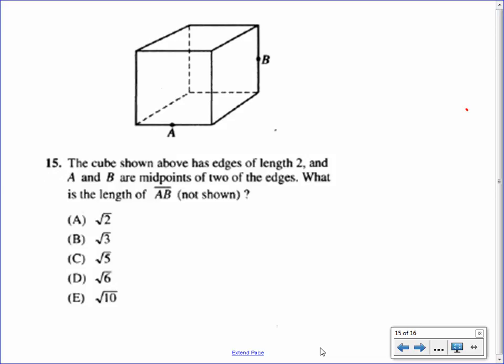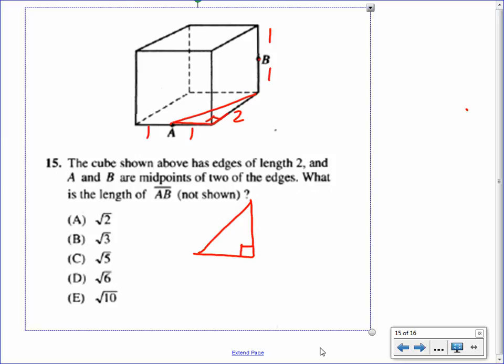Okay, so first let's figure out the length of this hypotenuse of this right triangle here. And you know it's a right triangle because the base of a cube is always a square. So you know that that angle there has to be 90 degrees. Okay, so we are told that all of the edges are 2, and we are told that A and B are midpoints, so we know that these lengths here are 1.